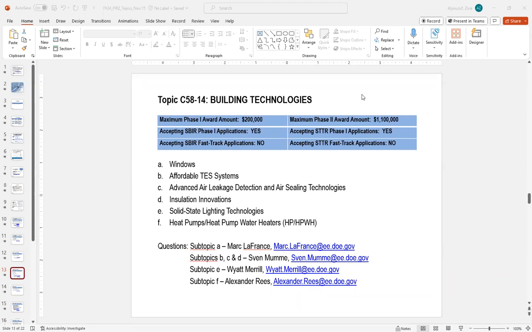Then for the solid state lighting technologies, the topic lead for that one will be Wyatt. The lighting topic this year consists of 3 subtopics. Advanced lighting fixtures is the traditional lighting subtopic, and 2 new subtopics were added to highlight emerging technology areas that lighting can be more involved in, including agriculture and germicidal ultraviolet technologies.